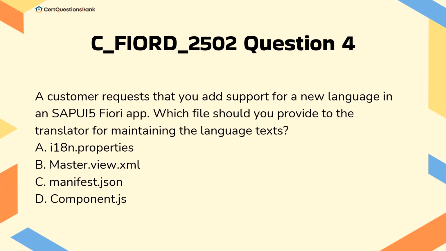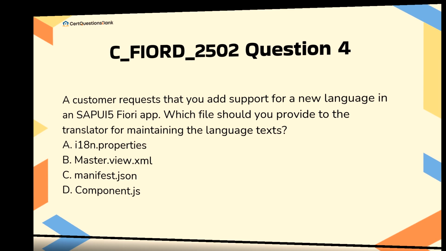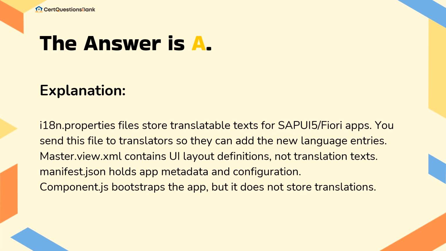A customer requests that you add support for a new language in an SAPUI5 Fiori app. Which file should you provide to the translator for maintaining the language texts? A. i18n.properties. B. Master.view.xml. C. manifest.json. D. Component.js. The answer is A.